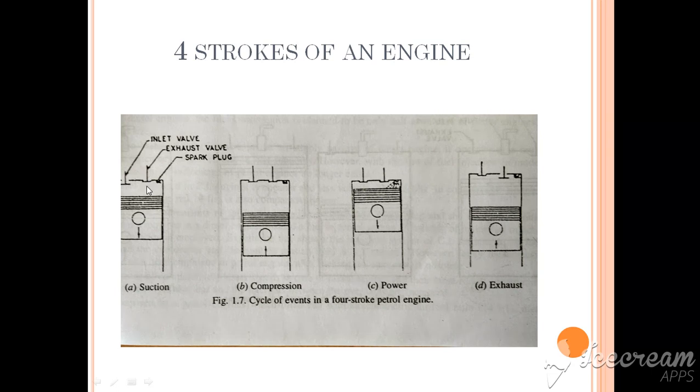Exhaust valve is closed. Now the second stroke is the compression stroke. Here both the inlet and exhaust valves are closed and the piston moves from bottom dead center to the top dead center. As the piston moves from the bottom dead center to the top dead center, it compresses the air fuel mixture which was sucked in the suction stroke, and the piston at the end reaches the top dead center and the air fuel mixture is compressed. That is why it is known as compression stroke.